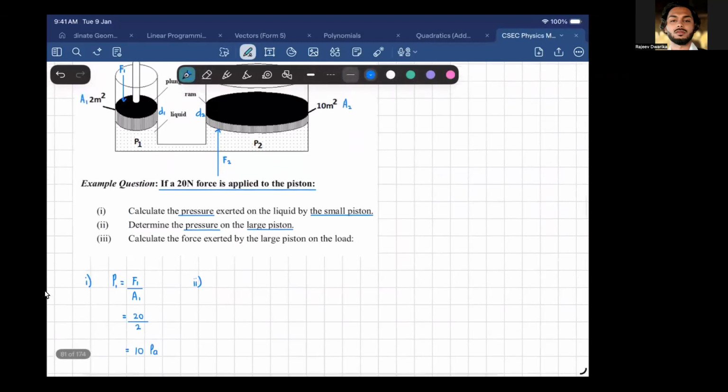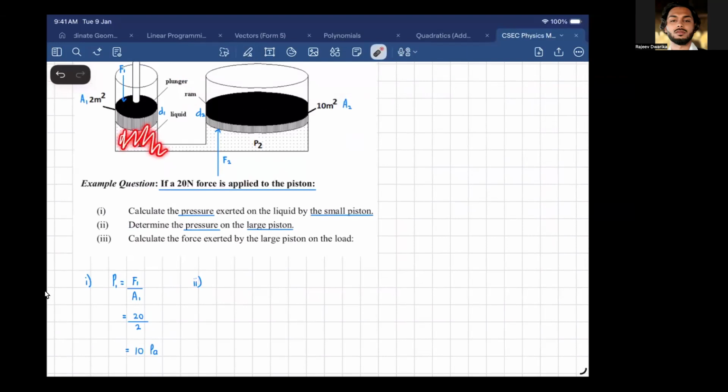And the reason for that is because inside here, you have an incompressible fluid. So if I apply a pressure here, that pressure will be the same pressure on this piston. It'd be the exact same pressure. So P1 will be equal to P2.